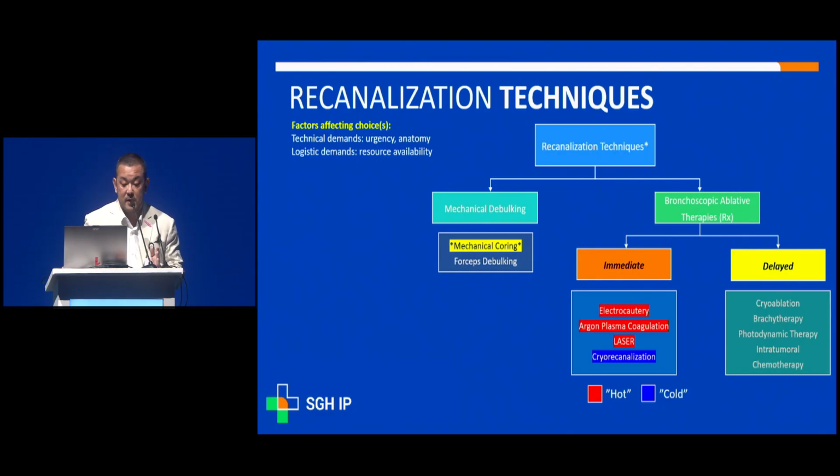The recanalization techniques can be nicely summarized as either mechanical debulking or bronchoscopic ablative therapies. For mechanical debulking, my favorite is mechanical coring because it's fast, swift, and decisive. Bronchoscopic ablative therapies can have either immediate or delayed effects. The immediate ones can be classified into hot or cold therapies. The hot ones are highlighted in red, and cryorecanalization is the one in blue. For the delayed ones, some of the previous speakers have already talked about ablation as well as intratumoral chemotherapy, so I'm just going to move on.